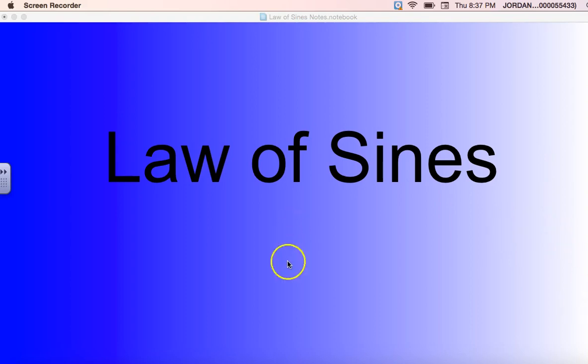Today we're going to talk about the law of sines. Essentially, the law of sines is something that you can use to find either missing sides or missing angles of a triangle that is not a right triangle. With trig, we use SOHCAHTOA and all that only on right triangles. But the law of sines will help us find missing sides and angles on triangles that are not right triangles, okay?